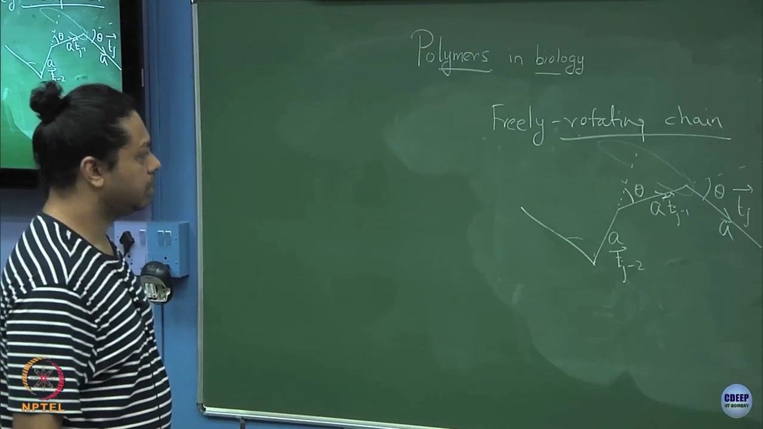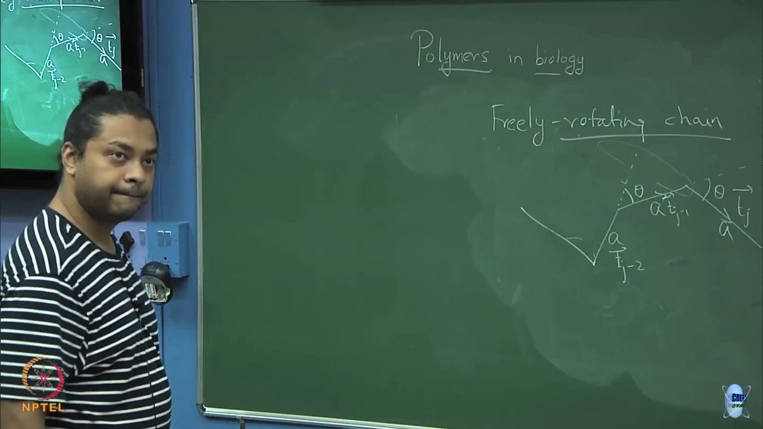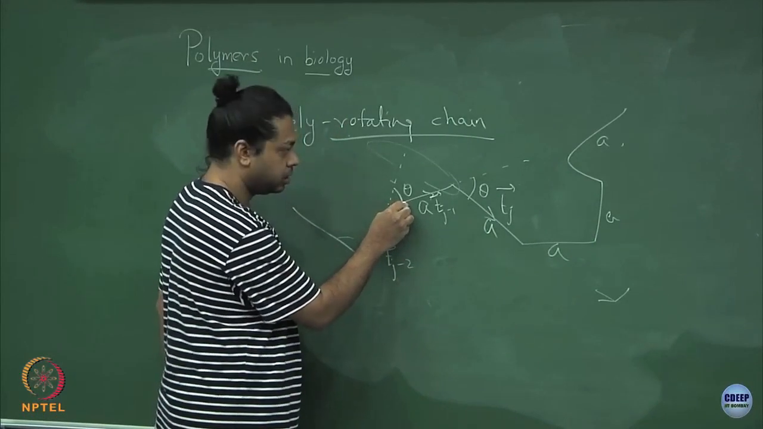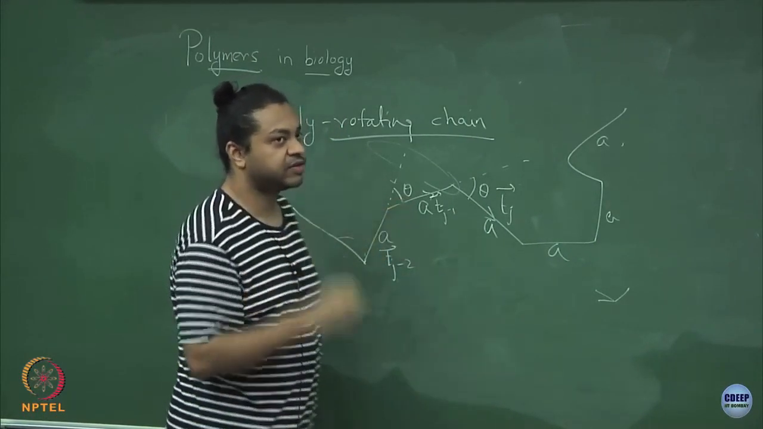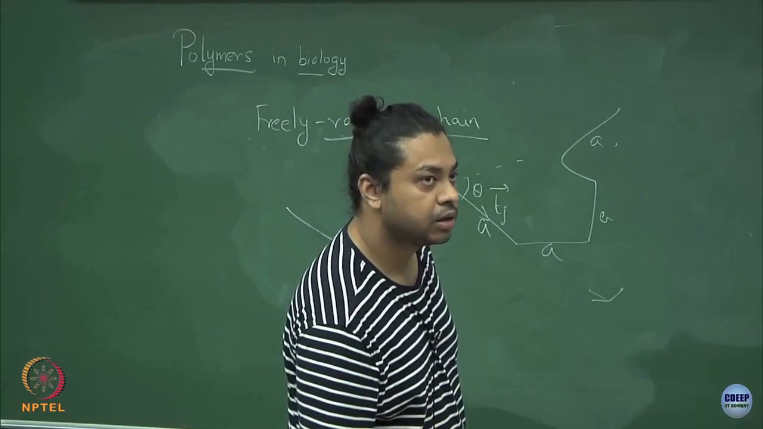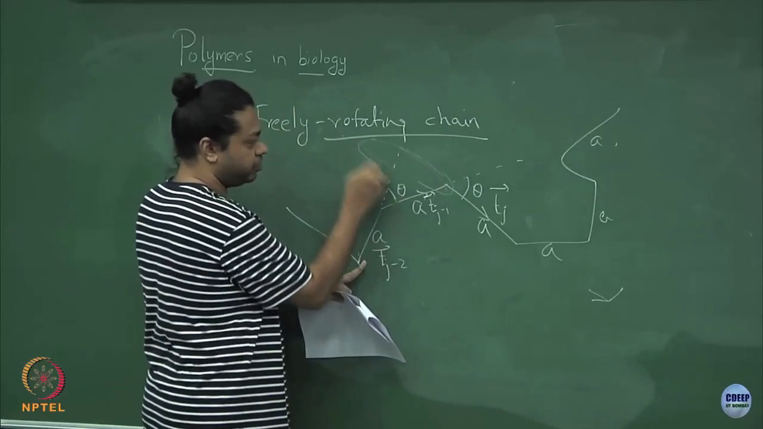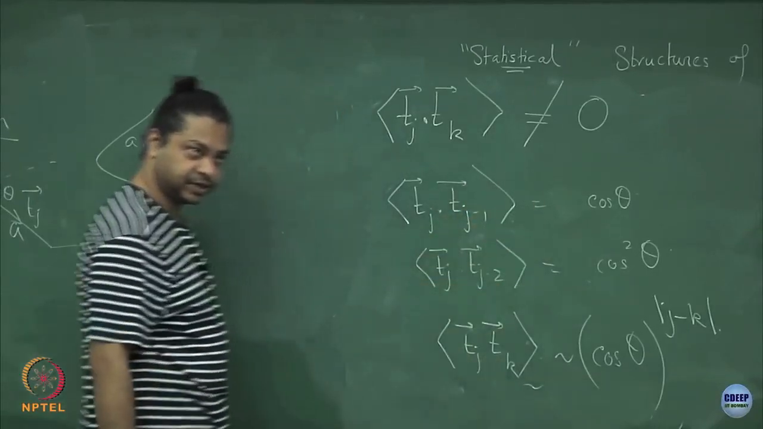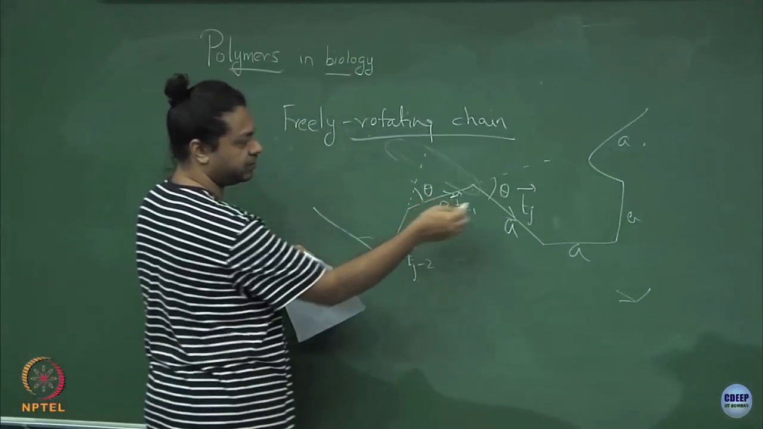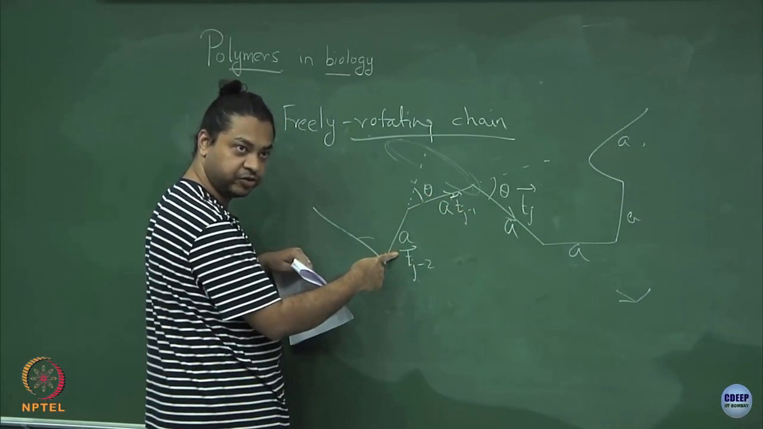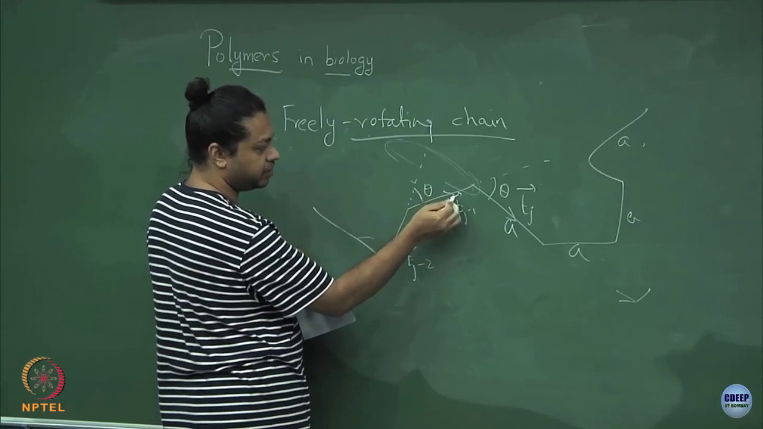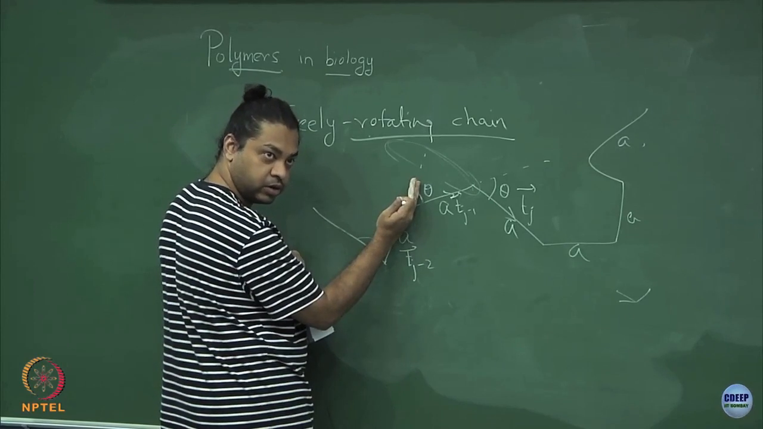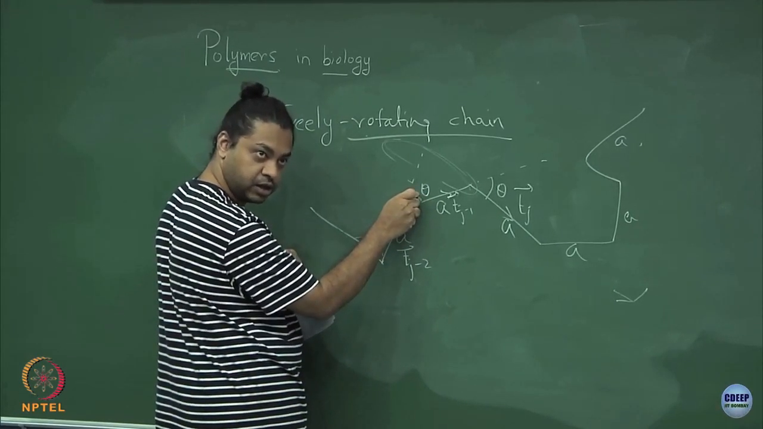Yes? It will be a schematic like this. Yes, but remember, you are averaging over all possible Tj's that you have. If I think of this Tj minus 1 onto this j minus 2, the only component that will survive is the projection of this Tj minus 1 in the direction of this Tj minus 2, which is a cos theta.